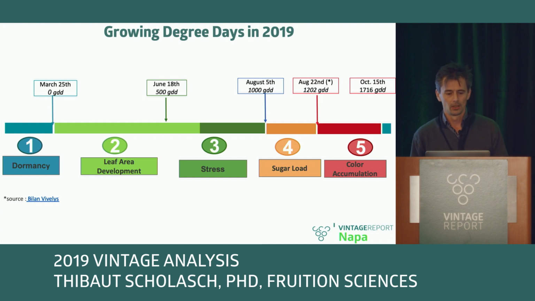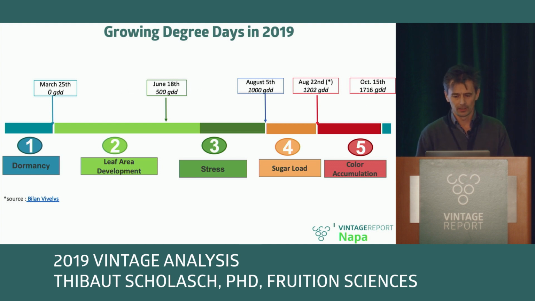You see that it's around the solstice that we hit 500 growing degree days. You see that it's around the beginning of August that we hit the 1,000 growing degree days mark. And based on the Vivelis database, we know that it's on average around the end of August that the berries have stopped actively calling for sugar loading.